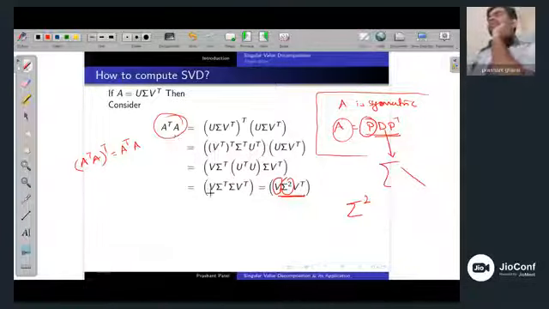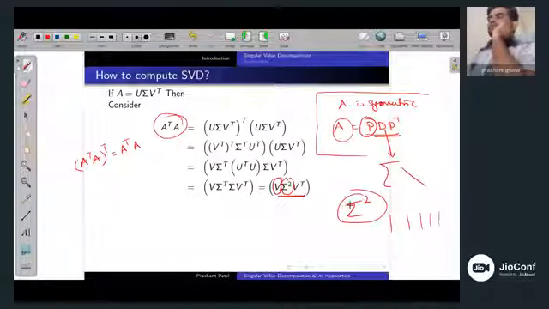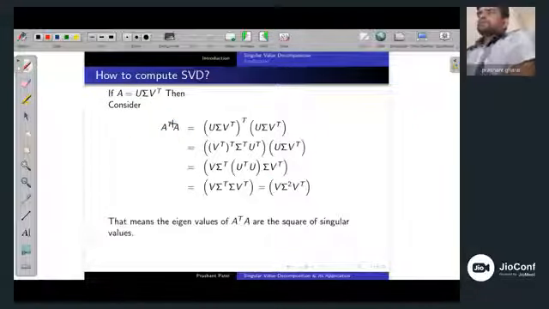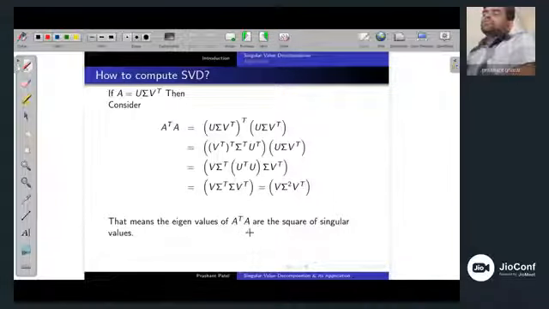And V is nothing but the eigenvectors you can write down in the column manner of A transpose A. So to compute the singular values, you need to compute sigma square, which is the eigenvalue of A transpose A. And to compute V, you have to compute the eigenvectors of A transpose A. That means the eigenvalues of A transpose A are the square of the singular values, and the square root of that gives me the singular values of the matrix A.